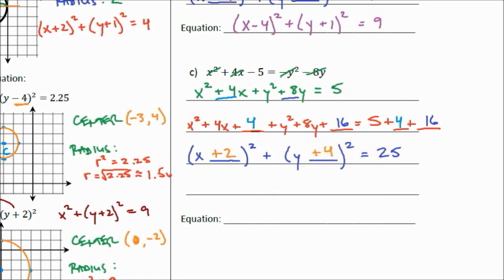And we just kind of saved a little bit of time, and we have now factored or changed our equation to standard form. X plus 2 squared plus y plus 4 squared equals 25.